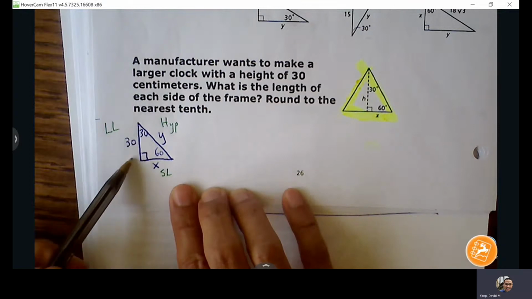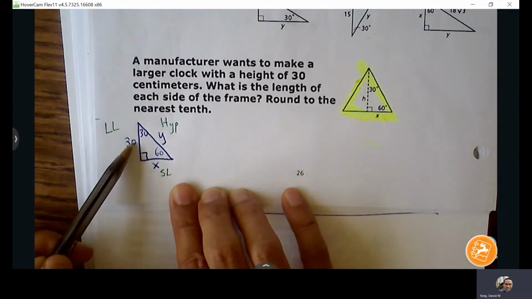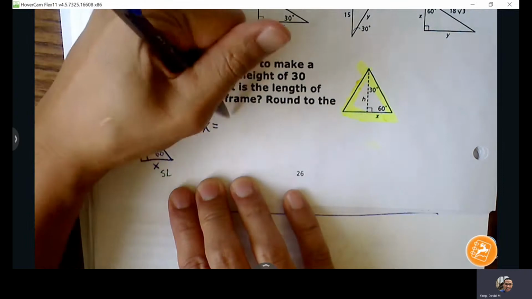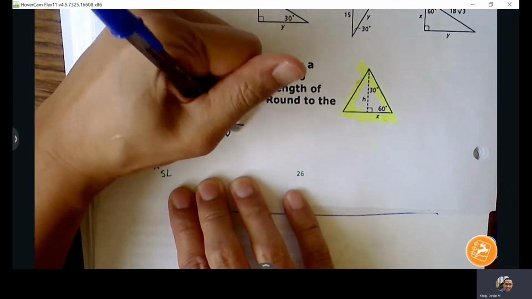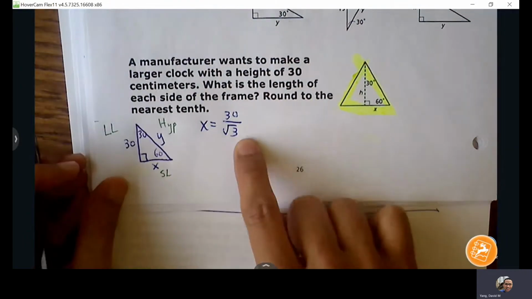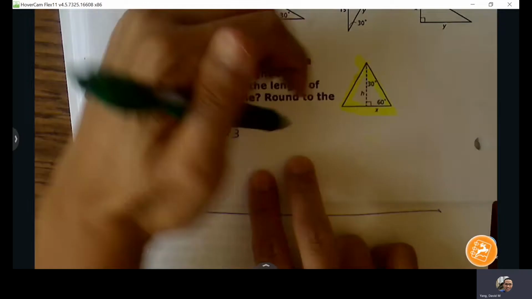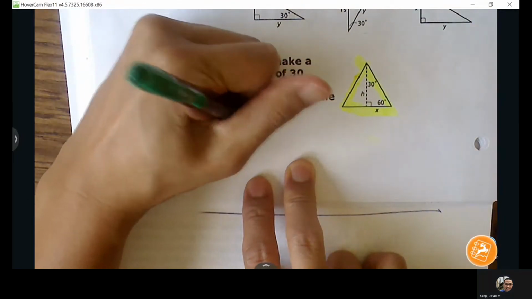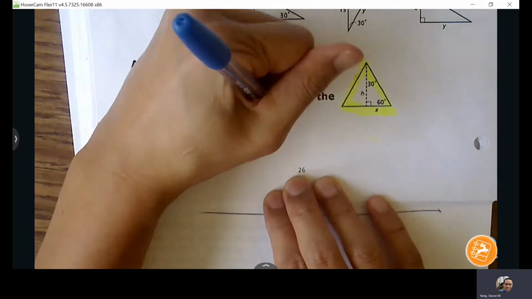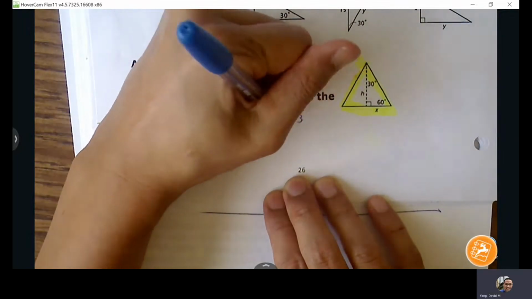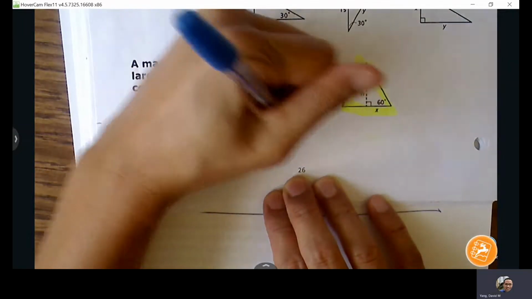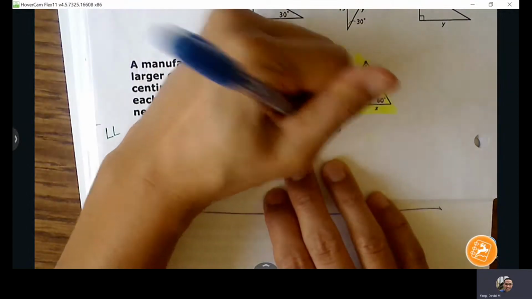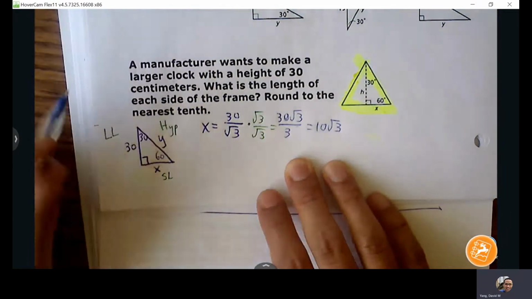Divide, right? Yeah, so this is the long leg to short leg. We want a smaller value, so we're going to divide. Okay, so X equals 30 divided by root 3. Make the calculator do the work for you, or you can work this out by hand. So 30 root 3 divided by 3. 30 and 3 reduces to be 10. 10 root 3 is X.